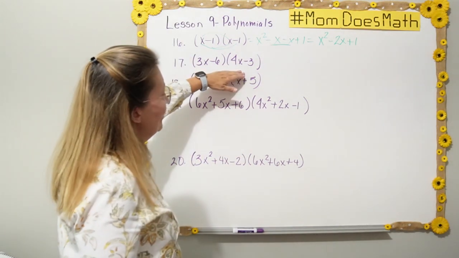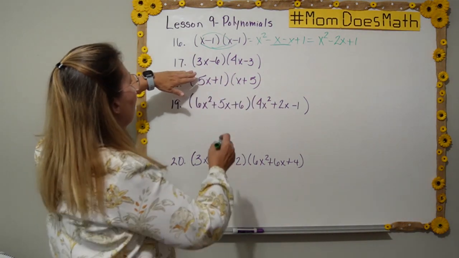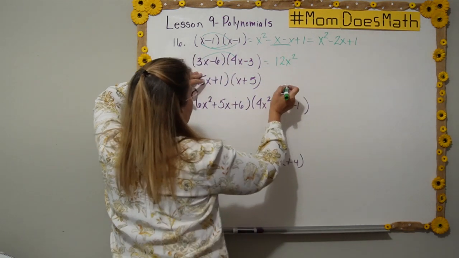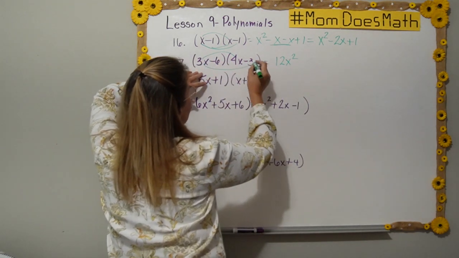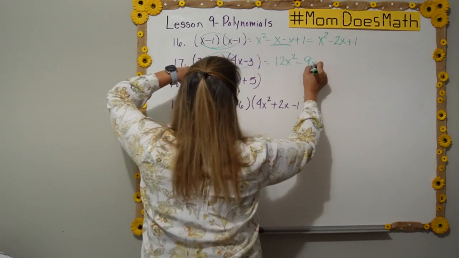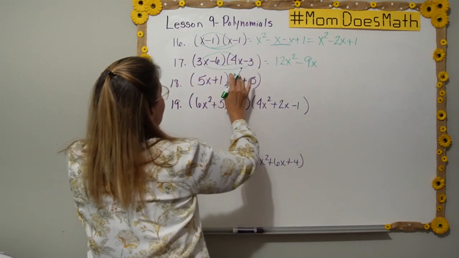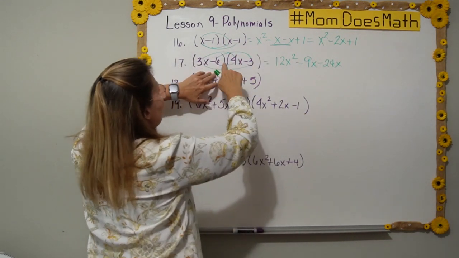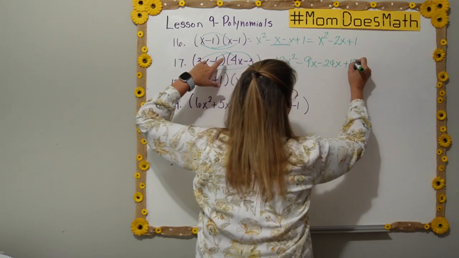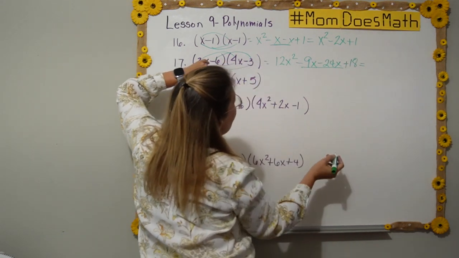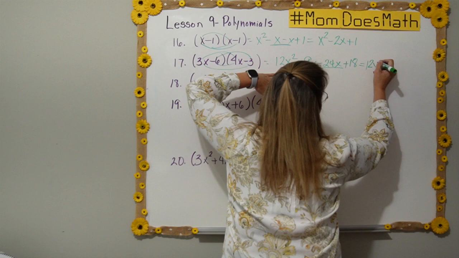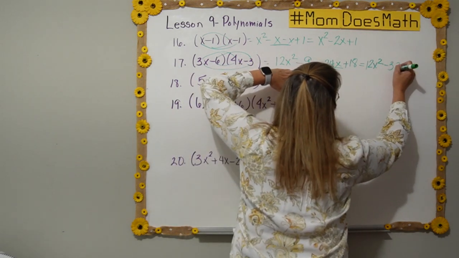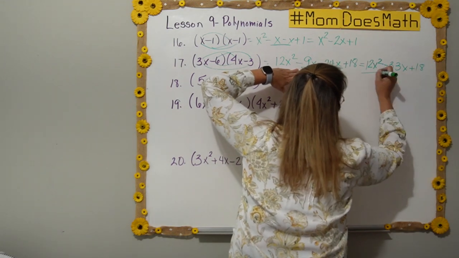All right, here's another binomial times binomial, so we can FOIL it. 3x times 4x is 12x to the second. And then your outside, 3x times minus 3 is minus 9x. Your inside, minus 6 times 4 is minus 24x. And then your last two, minus 6 times minus 3 is positive 18. All right, these two combine. So we're going to have 12x squared minus 9 minus 24 is minus 33x. And then that plus 18.